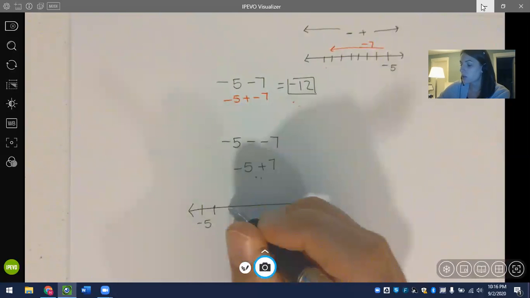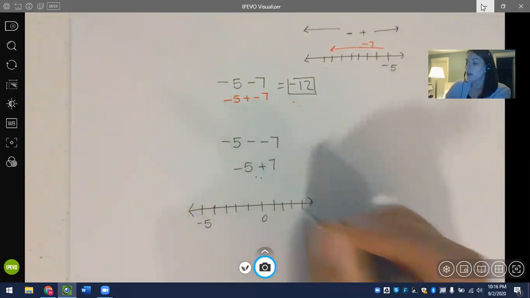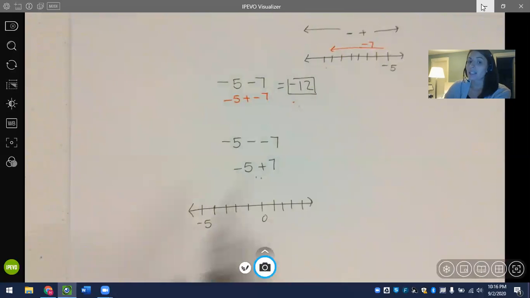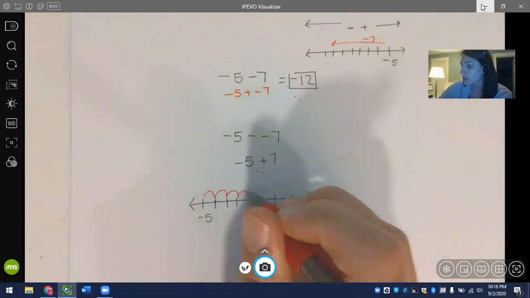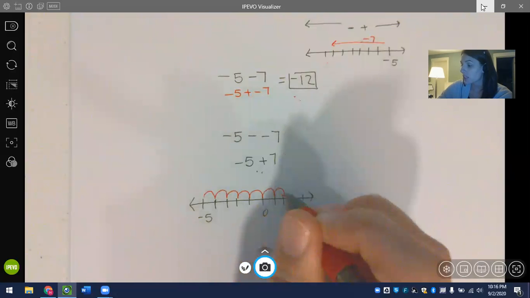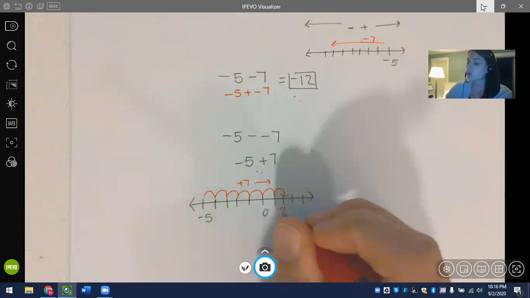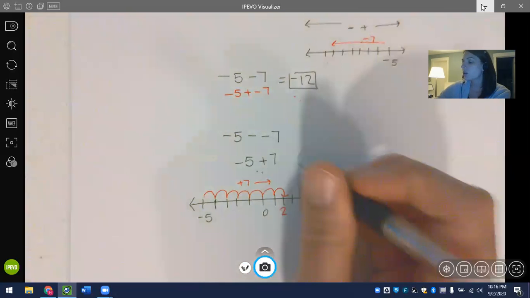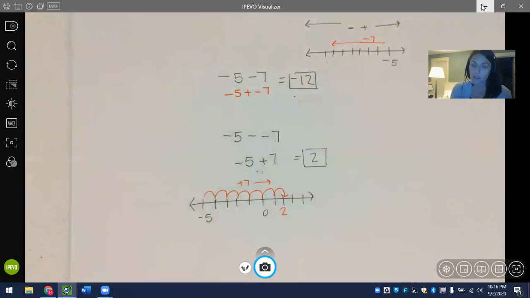4, 3, 2, 1, there's 0. If I'm at -5 and I'm minusing -7, or in other words, I'm adding 7, then now I'm going to the right 7. So 1, 2, 3, 4, 5, 6, 7. I'm adding 7, going to the right 7. It's going to land me at +2. As we work through some fraction stuff, we don't want to forget this basic addition and subtraction.